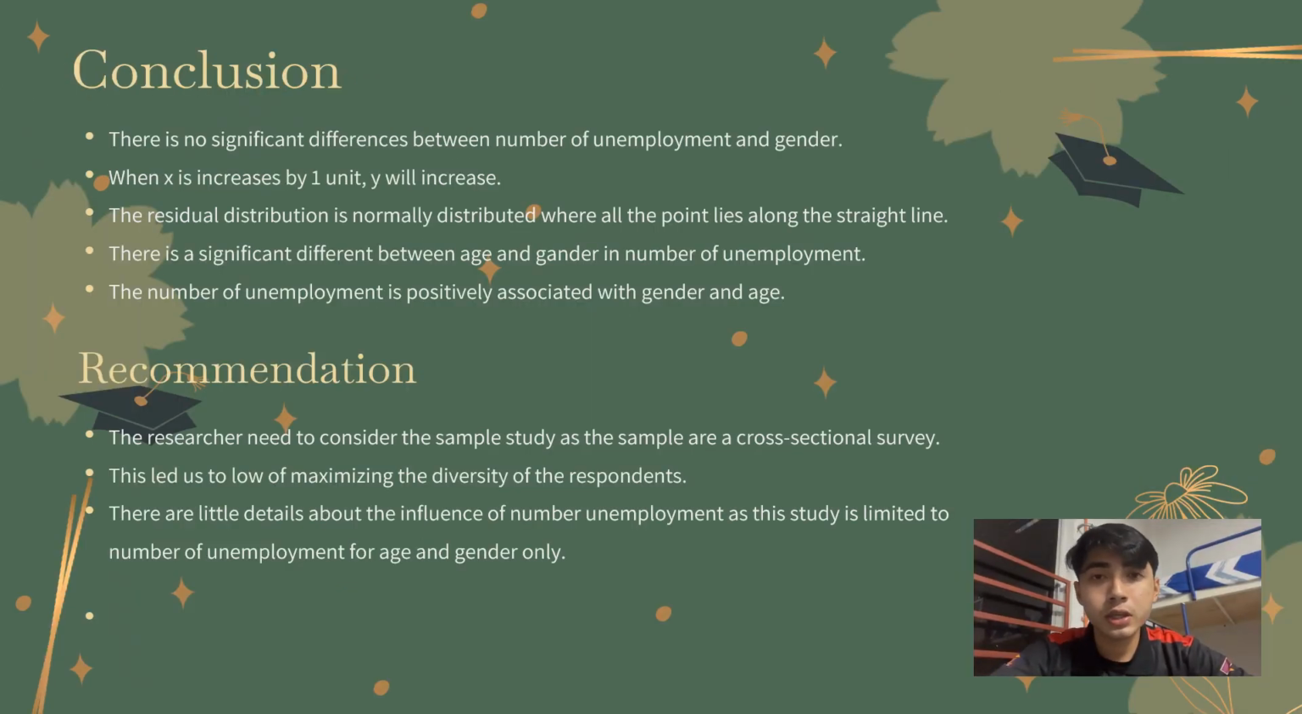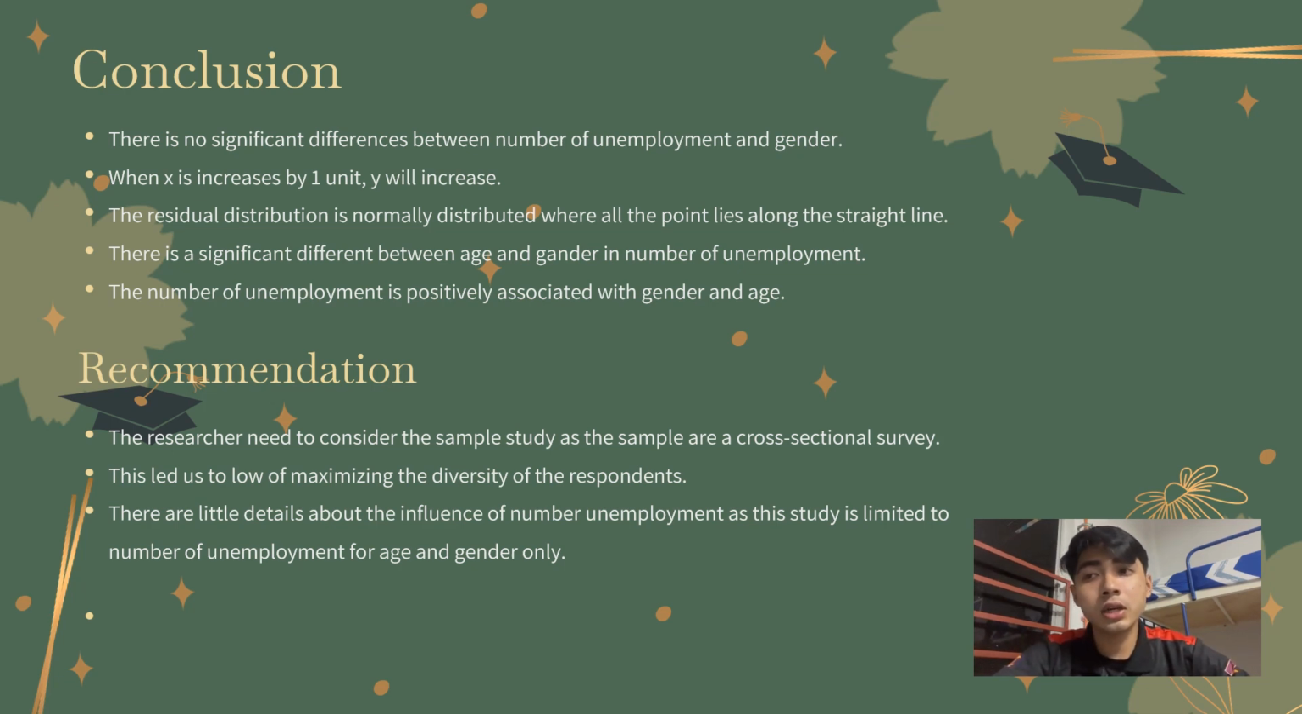Lastly, for the conclusion, from the data in the previous results, the influence of age on number of unemployment can be concluded that there are no significant differences between number of unemployment and gender. It is because in the ANOVA table, the p-value is much bigger than the alpha value, so there is not enough evidence and we accept the H null. Therefore, when x increases by 1 unit, y also increases. The residual distribution is normally distributed, where all the points lie along the straight line. For the residuals versus fitted plot, the points are randomly scattered and have no pattern. Therefore, homoscedasticity is achieved.